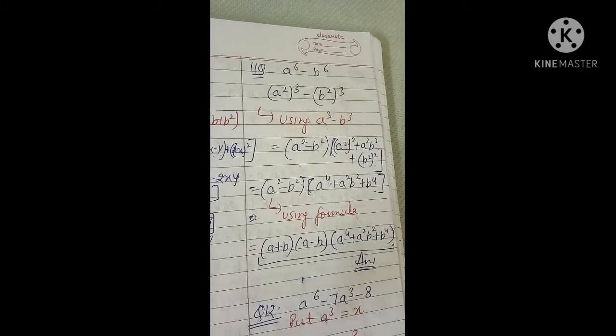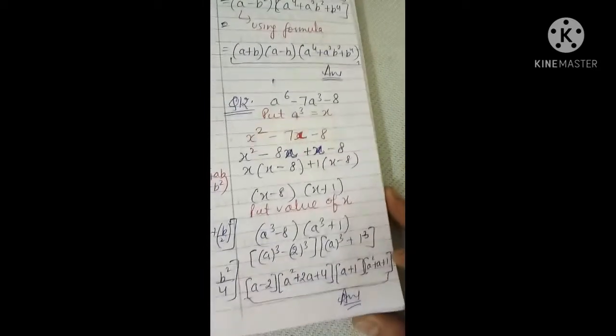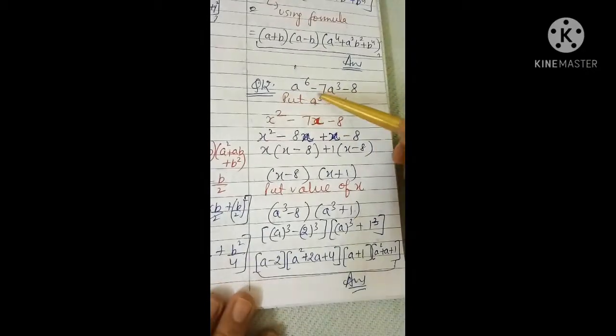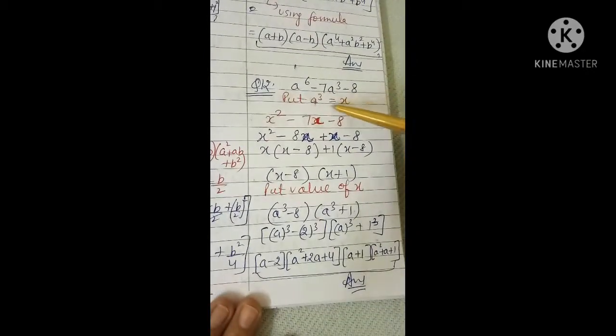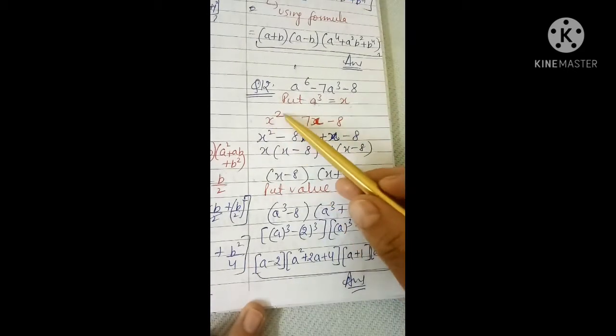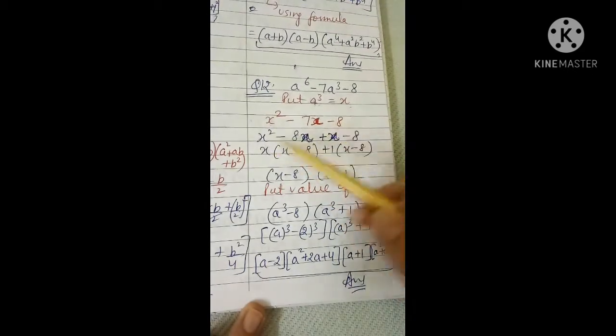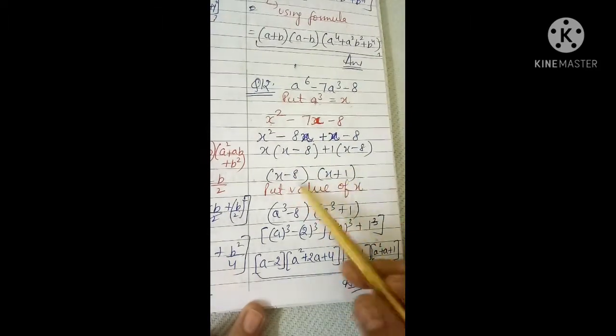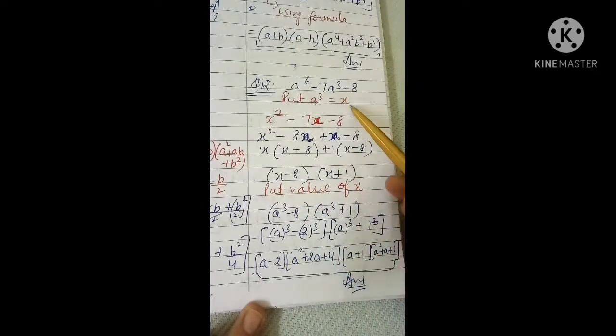Then question number 12. See in the 12th sum, this is the statement a raised to power 6 minus 7a cube minus 8. Put a cube equal to x. Then the equation will be x square minus 7x minus 8. Then factors are minus 8x plus x. Here x you can take common, here 1 you can take common, and in the end you can put the value of x.